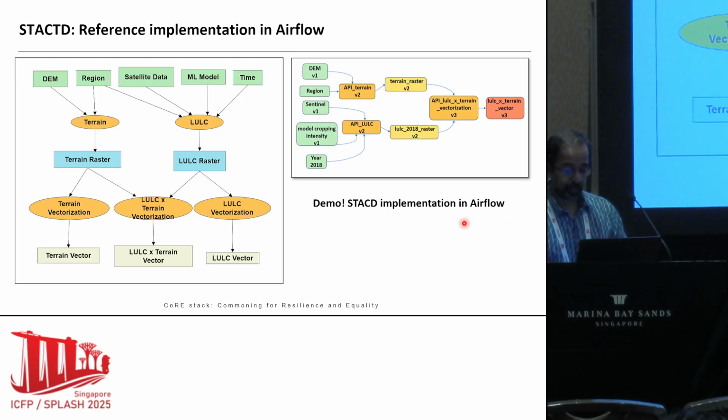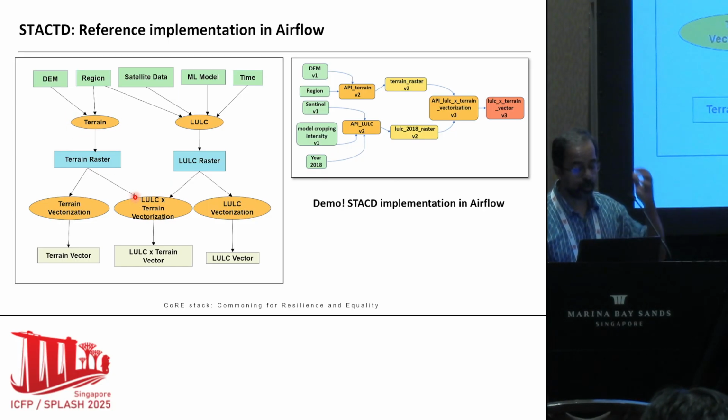So let me then quickly show this demo of STACD, which I talked about earlier. So this is like a toy example. Let's say you have some of these layers, you want to run a LULC on it, you want to run a terrain classifier on it, and then you want to sort of know that areas which are mostly plain, are they forested or are they cropped, right? So this is this LULC cross terrain kind of a vectorization.